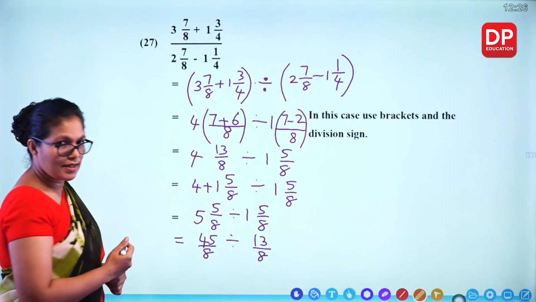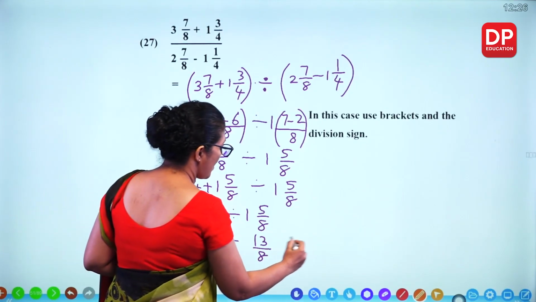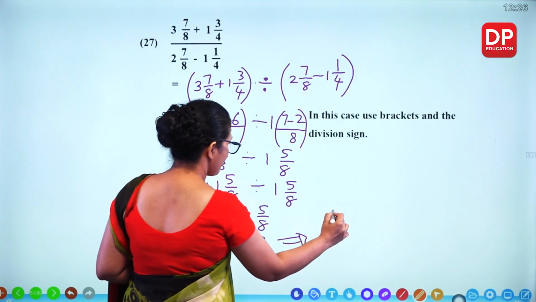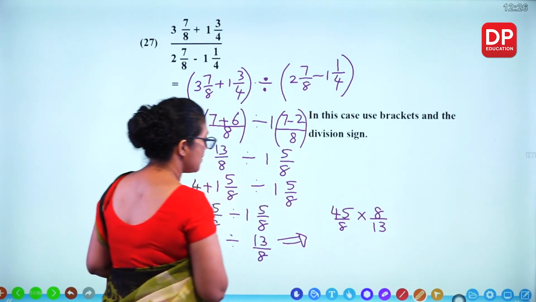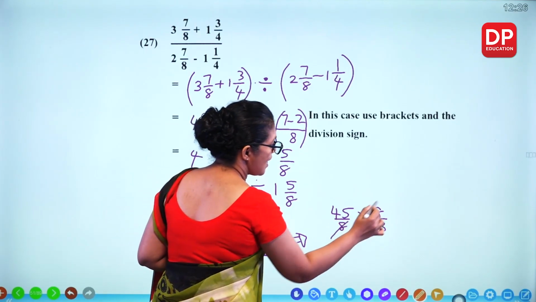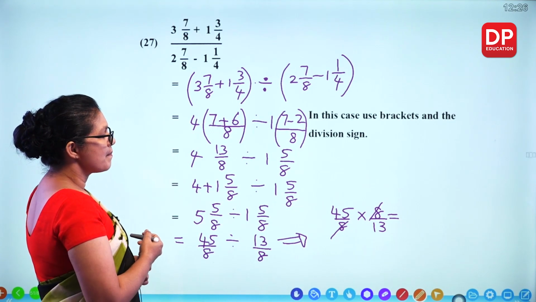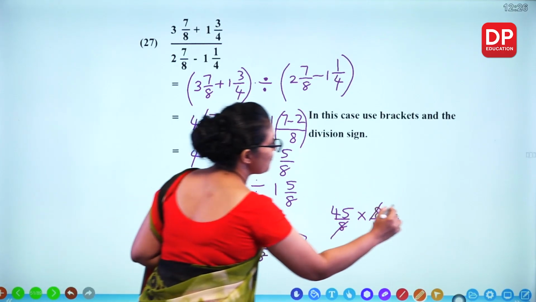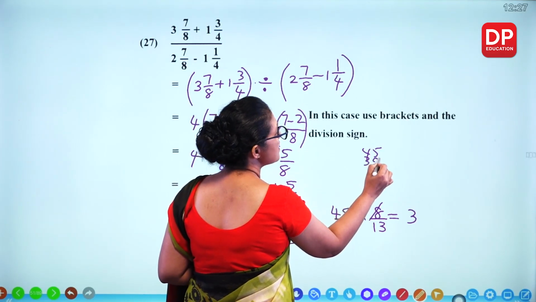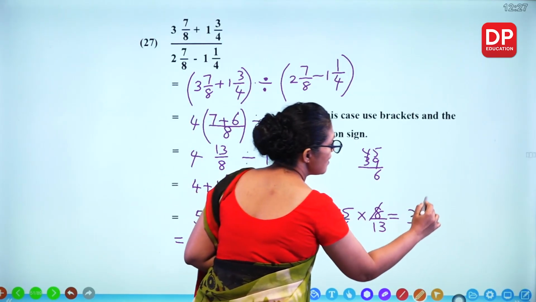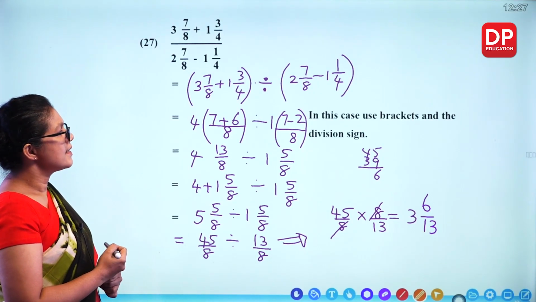Now we need division. What you do? You take the reciprocal. So I can write down this one as 45 over 8 multiplied by the reciprocal of the other fraction. 8 gets cancelled out and you are getting how many 13s for 45? 3. And that's 39. So 45 minus 39, you get 6 remaining out of 13. So 3 and 6 over 13.